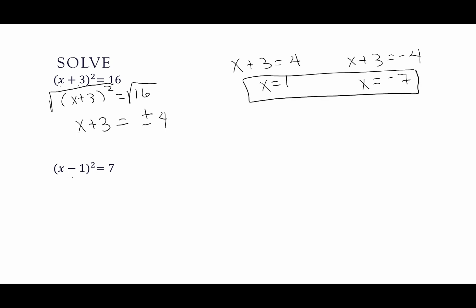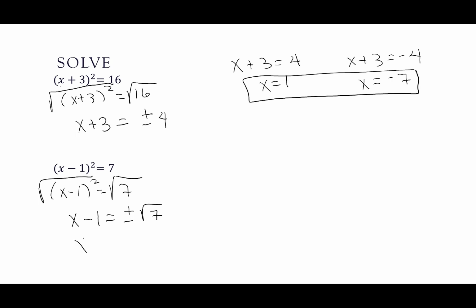Let's do the same thing with x minus 1 squared is 7. I'm going to take the square root of both sides. I get x minus 1 is plus or minus the square root of 7. Now, last time I got integers, so I split it. This time I don't have an integer, so maybe I'm going to leave it together. I'll show you both ways.